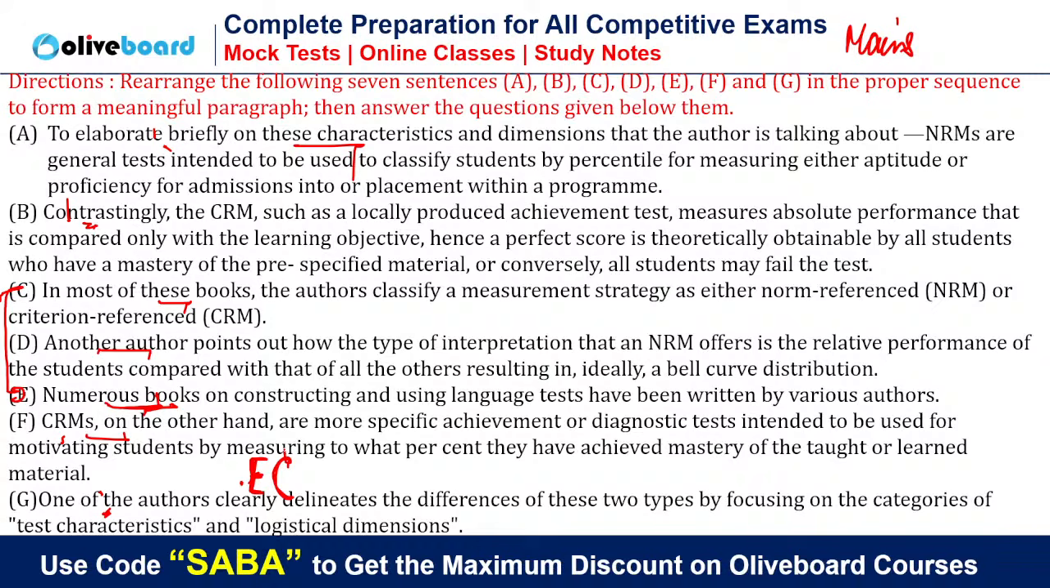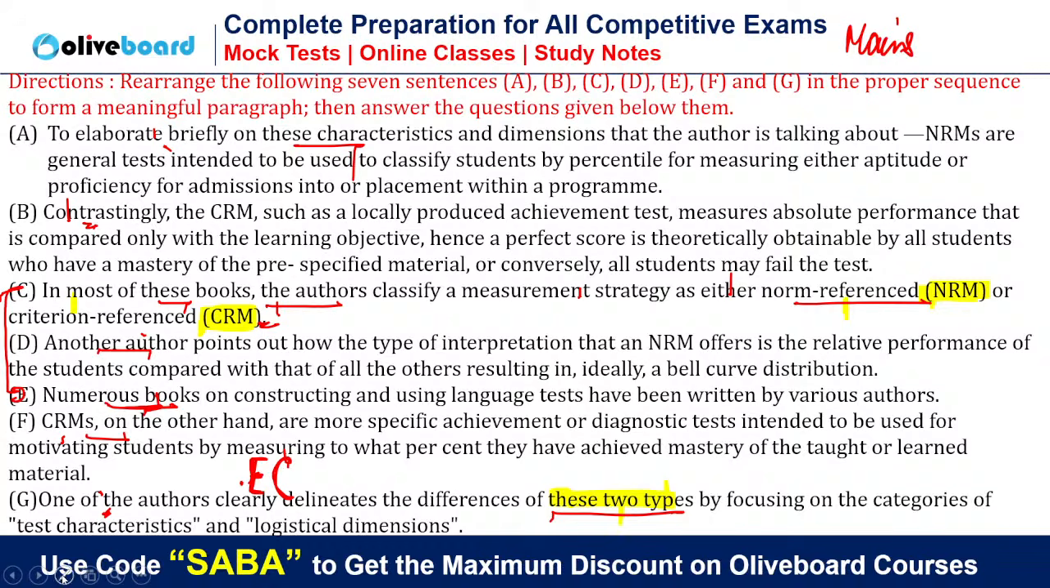See, pair formation is this only, that in lengthy sentences also you are able to form the pair. It is a PYQ. It came in the IBPS PO examination. Now, in most of these books, the authors classify a measurement strategy as either NRM or CRM. Now, these are the two types. Can we say that these two types are referring to C only? Can you see? NRM is one type and CRM is another type. So these two types have been referred to in statement G.